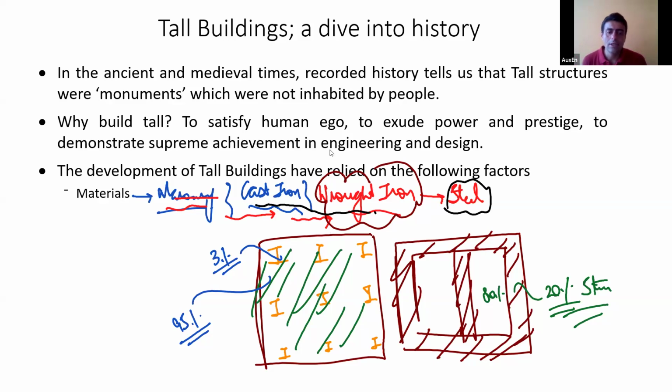And with steel, USA was a big manufacturer of steel during the pre-World War era. So they had large factories which made lots and lots of steel, and this steel was being used more and more in their construction. Okay.